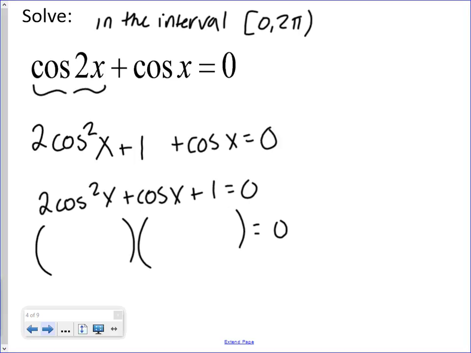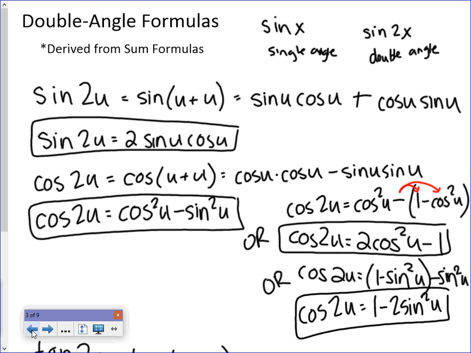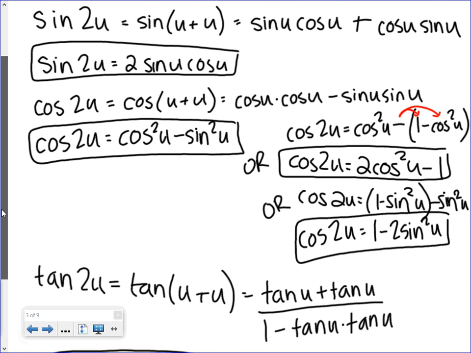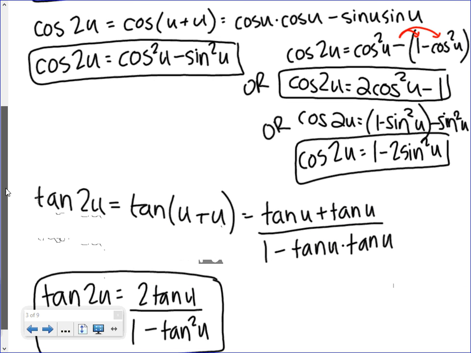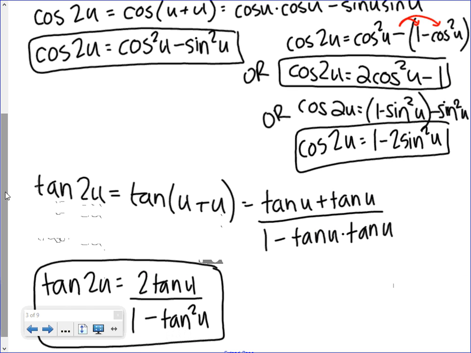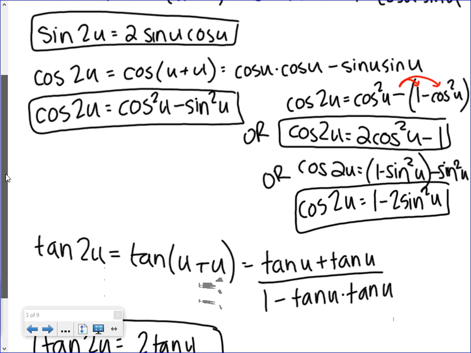Which formula got the 2 cosine squared x plus 1? The cosine of 2x. So I said, look back at all your formulas. I'm going to go back to my slide. Which one of the formulas is going to be most helpful? Well, we've got sine 2u, cosine 2u, and tangent 2u. Obviously, we're looking at the cosines.